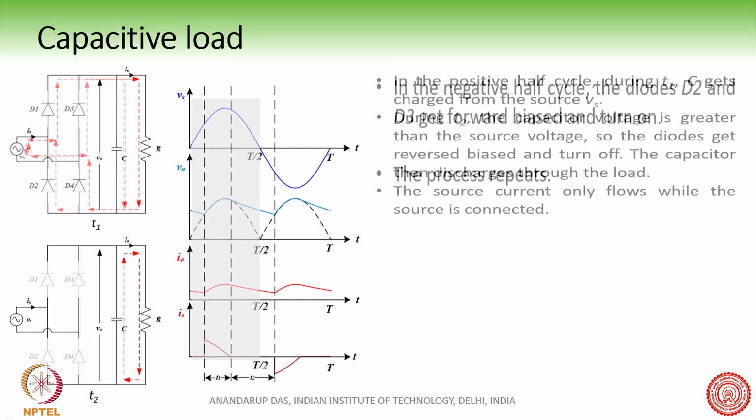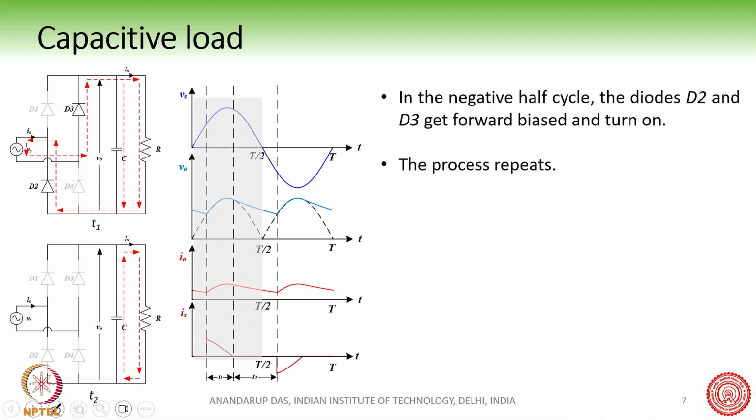In the negative half cycle, the diodes D2 and D3 will get forward biased and turn on. So here again, during this point, D2 and D3 will start to conduct, and the process will repeat. Here D1 and D2 will conduct, and in the other portion D1 and D4 will conduct, and D2 and D3 will conduct in the other portion. This is how it goes on, and we can get such an output voltage waveform at the output of the converter.